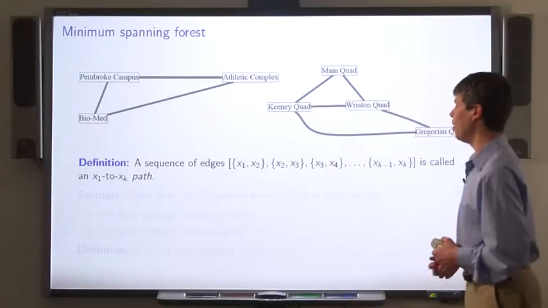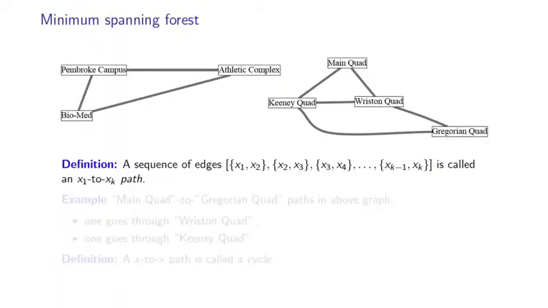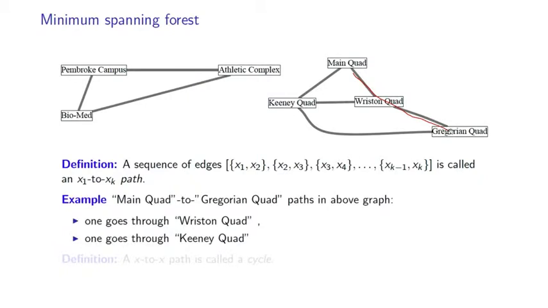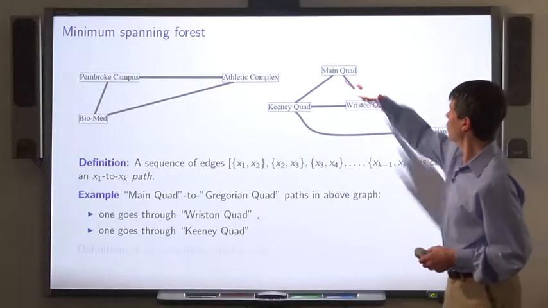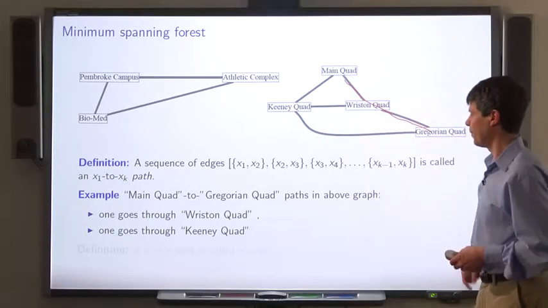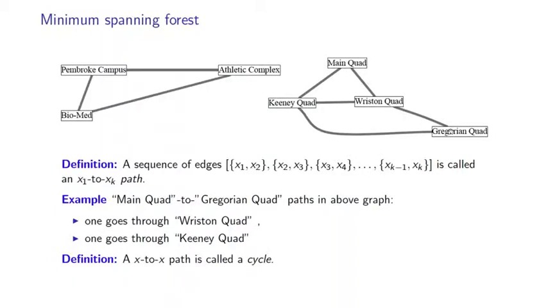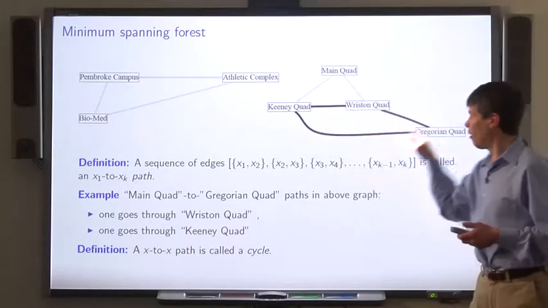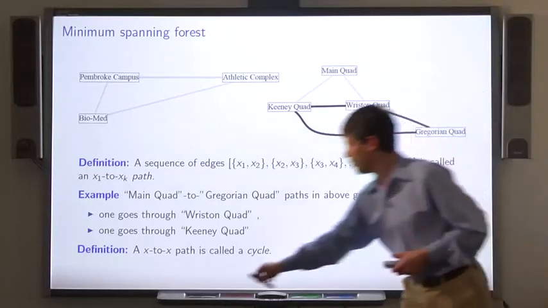So, for example, here is a path from main quad to Gregorian. Another path goes this way. Now, a cycle is a collection of edges that form a path starting and ending at the same place. So here the dark edges form a cycle.